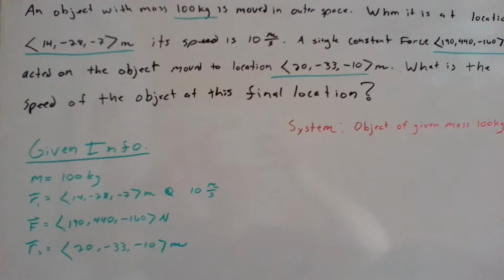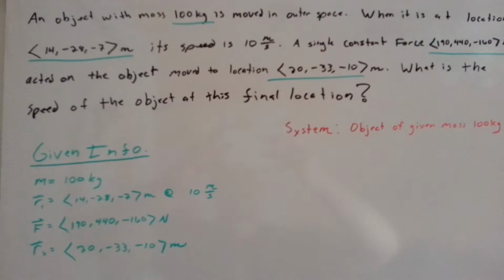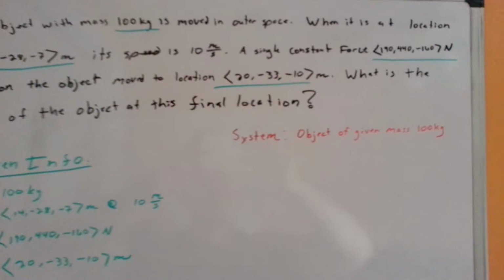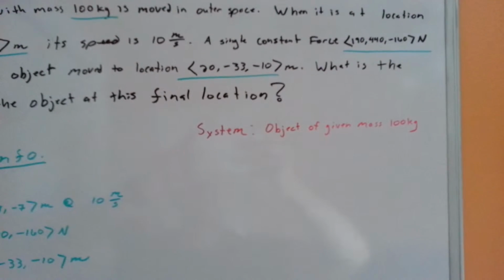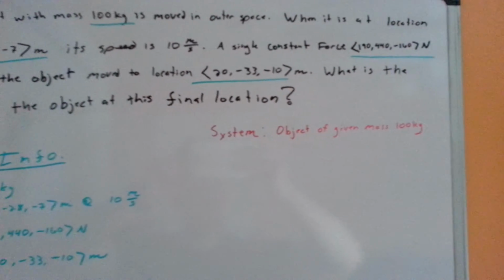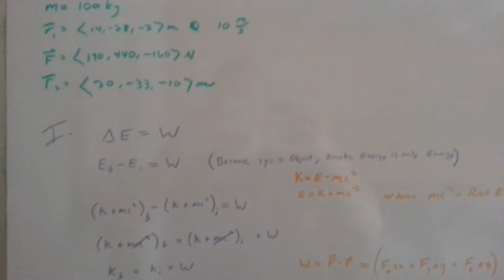Here's your given information, all underlined in green within the question. And for this particular problem, we're going to choose our system to be the object of given mass 100 kilograms. That's it. And let's go to how we're going to get our solution.